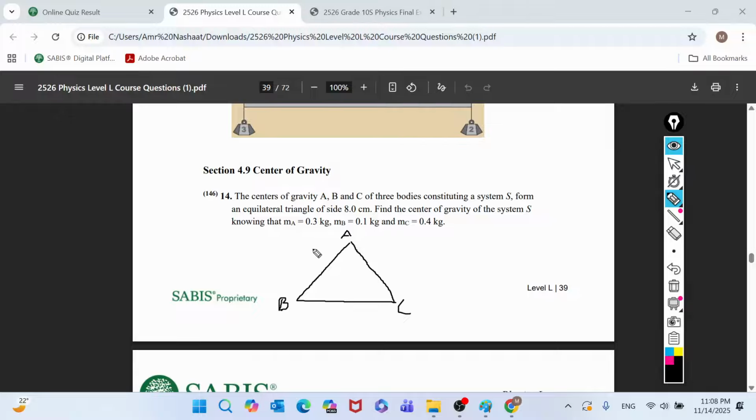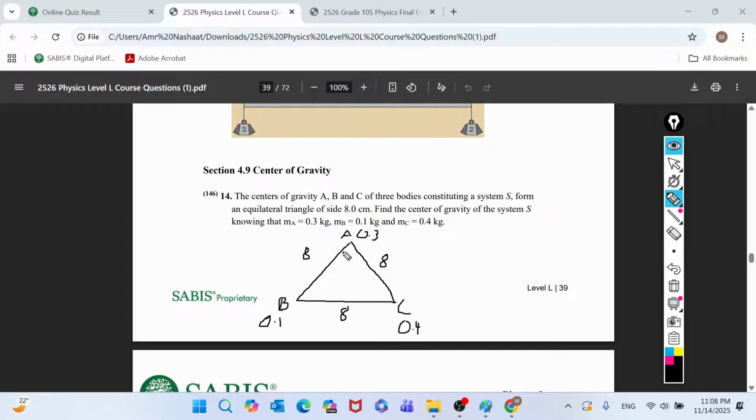An equilateral triangle of side 8, so this is 8, this is 8, and this is 8. The mass of A is 0.3, mass of B is 0.1, mass of C is 0.4. Now guys, when you have 3 bodies, 4 bodies, 5 bodies, just find the center of gravity between 2 bodies and then find that center of gravity with another body.